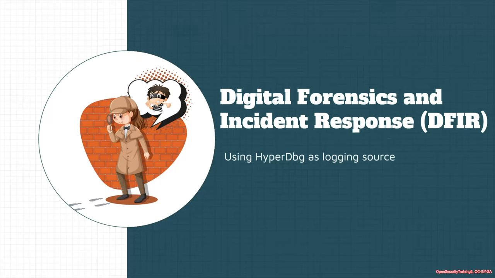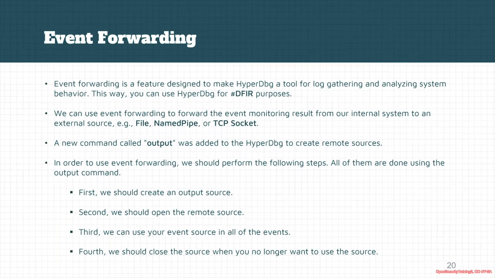Now let's see how we can use HyperDbg for digital forensics and incident response. A lot of HyperDbg features might be used for this purpose. Here, HyperDbg provides an event forwarding mechanism, which is designed to make HyperDbg a tool for gathering different logs and analyzing the system behavior. Event forwarding currently supports external sources like files, named pipes, and TCP sockets.